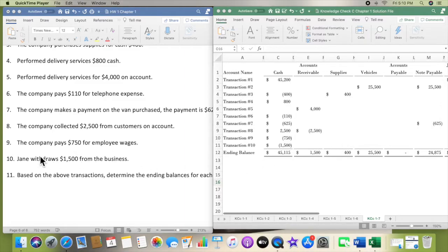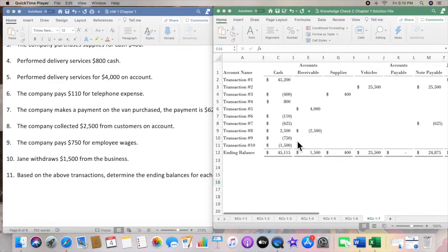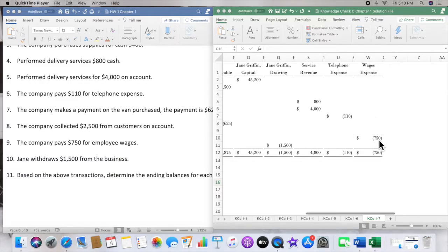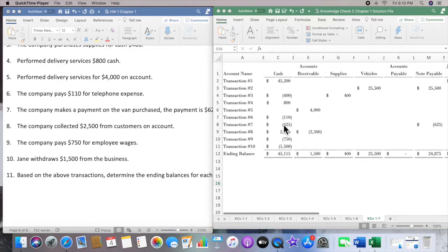Transaction number 9. The company pays $750 for employee wages. Again, $750 is going out of the company. Cash is leaving the company. So you have a decrease in the cash account of $750. And you have your wages expense, which expenses, again, will always decrease owner's equity. So you have a negative $750 under wage expenses.